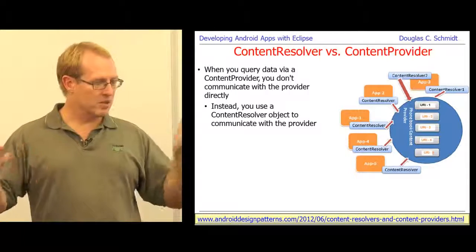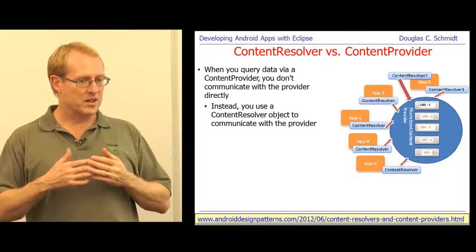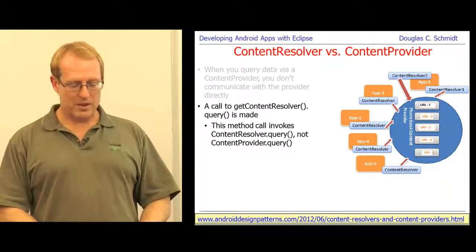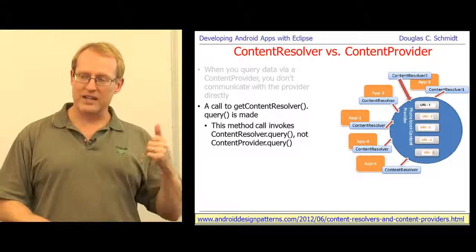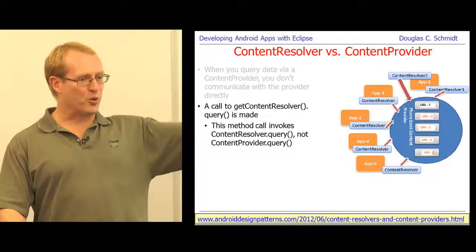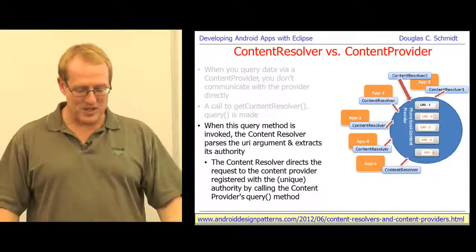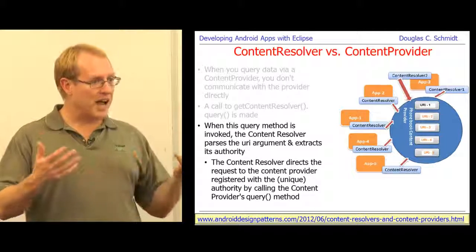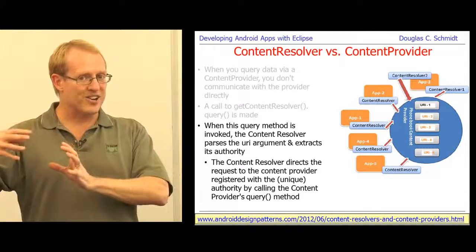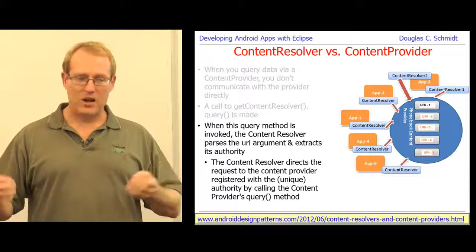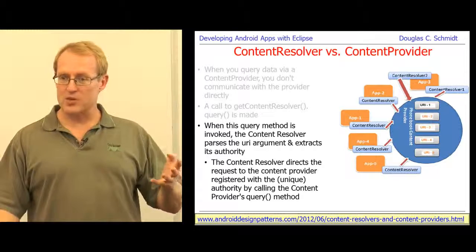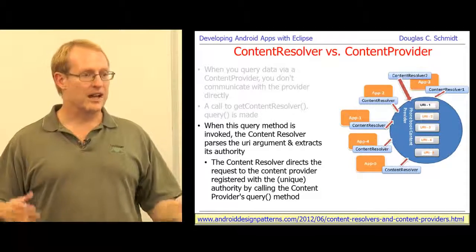So again, just to reiterate this point, you don't access the content providers directly. You go through a content resolver, and typically you make a call to the result of getContentResolver, and you query that, and that call goes to content resolver query, not content provider query. This method takes a look at what you passed it when you query, and figures out which content provider is actually being referenced by the query call. Now, that set of steps adds some overhead, and so there's ways to optimize this that we'll talk about later. But out of the box, that's what happens.